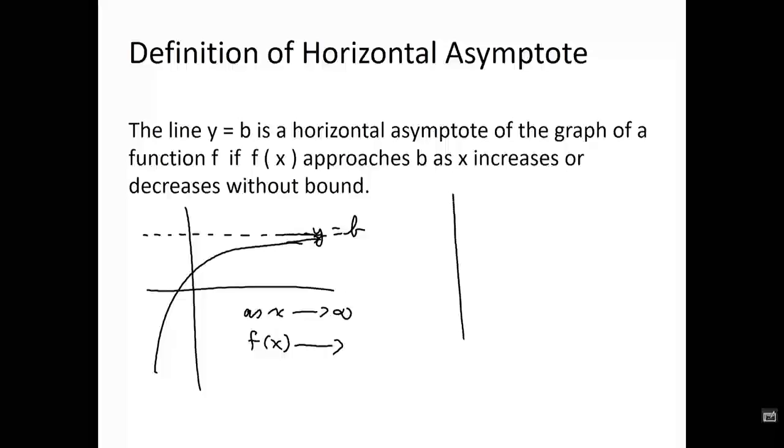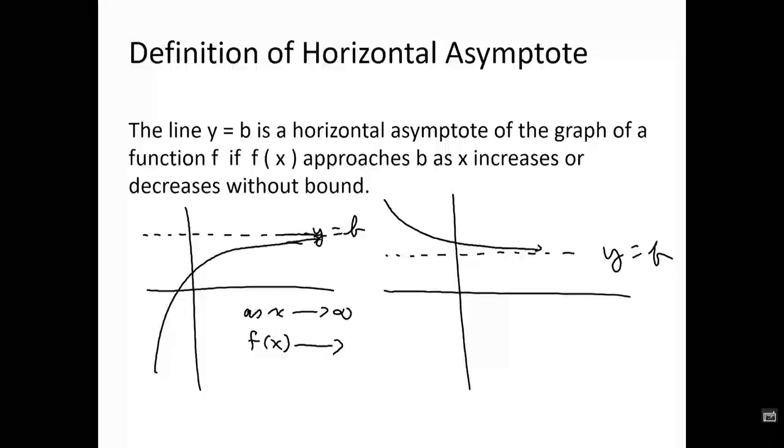Another example might be, here's our line, let's say y is equal to b, and then we may have something like this. Again, as x increases, the values of the function f of x will approach the line y is equal to b. You can see that as x increases, the values of the function are approaching the line y is equal to b.